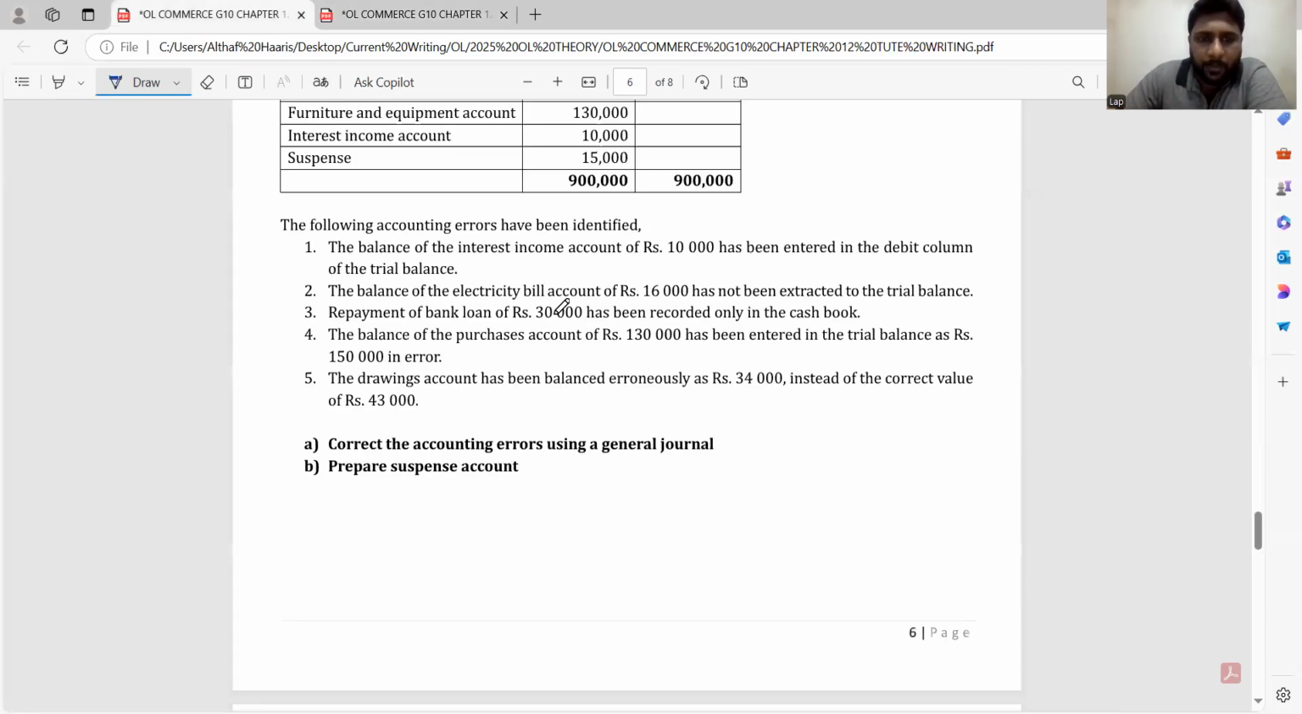Okay, first one. The balance of interest income 10,000 has been entered in the debit column of the trial balance. Then in order to correct it, what you should do, if you have written it in the debit side of the trial balance, you have to remove it first from the trial balance. Interest income, no? You have written it in the debit side of the trial balance.